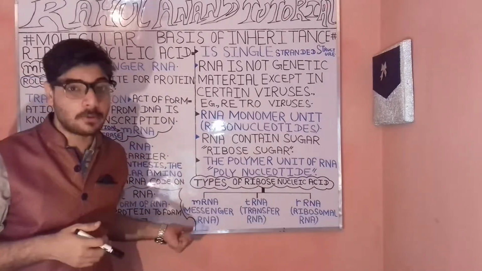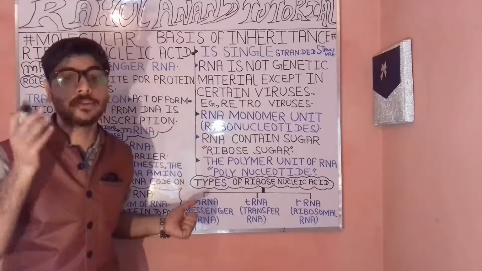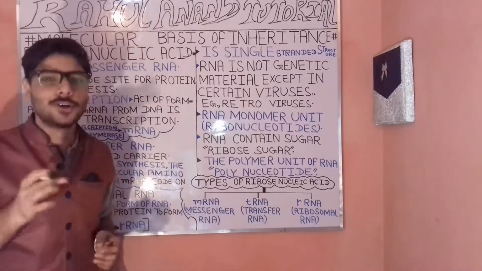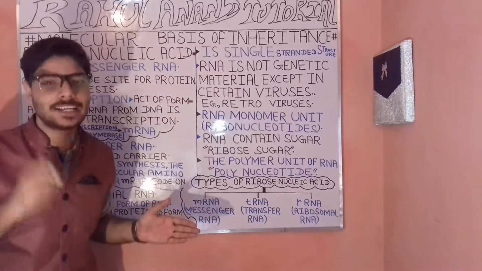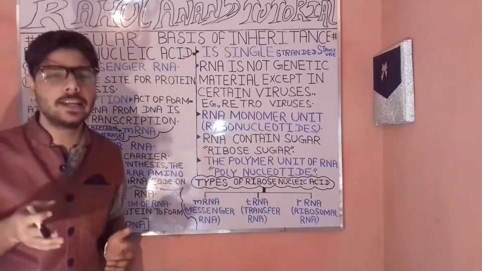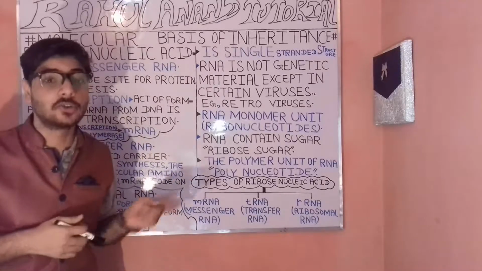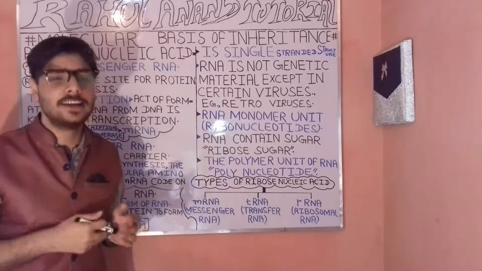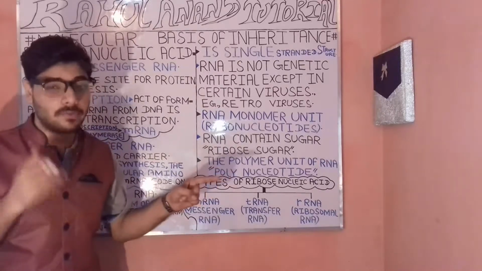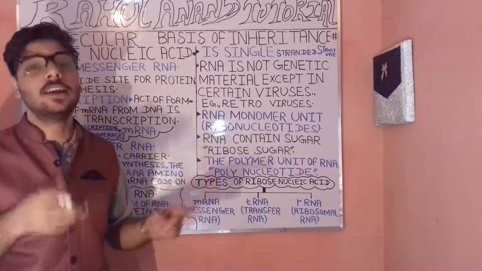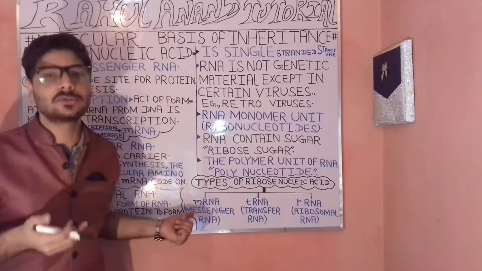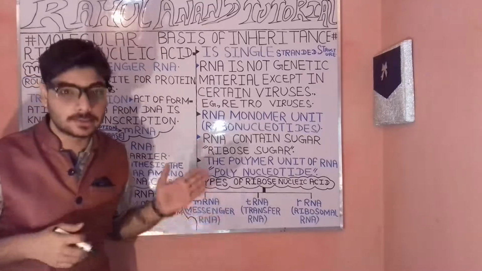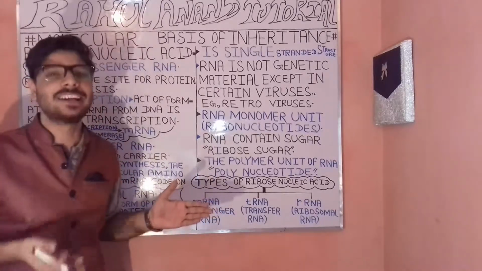Let's understand what ribosomes actually are. Ribosomes are the smallest cell organelles. We have two different types of cells: the prokaryotic cell and the eukaryotic cell. In the prokaryotic cell, the nucleus will be absent. In the eukaryotic cell, we have the nucleus.